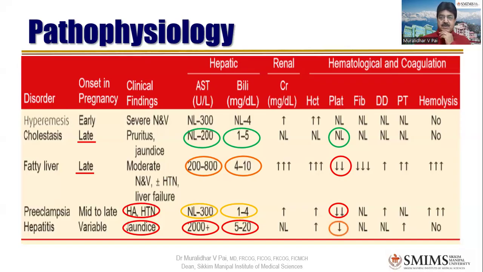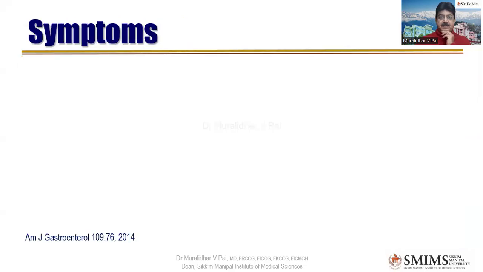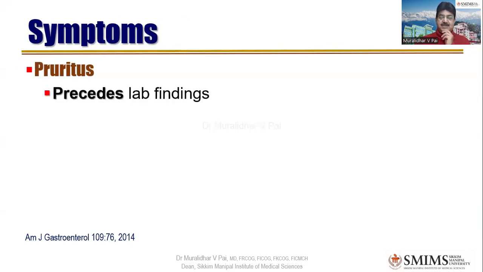So let me move on now. What are the symptoms? I have already told you, pruritus and of course jaundice. It precedes the lab findings. Initially people will think it's because of winter or a skin condition, or maybe they ate something allergic, or some makeup that is not suiting them. People will always think of positive things. In fact, we say people are negative, but they are not.